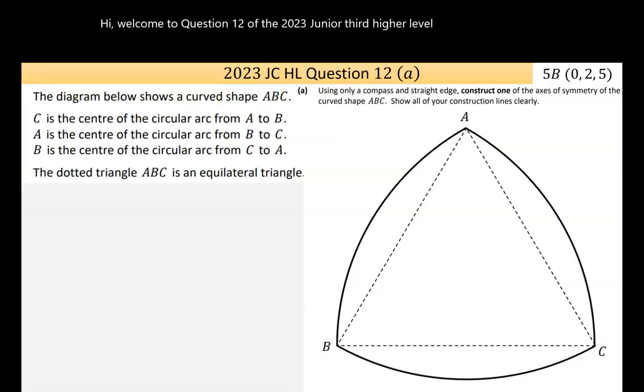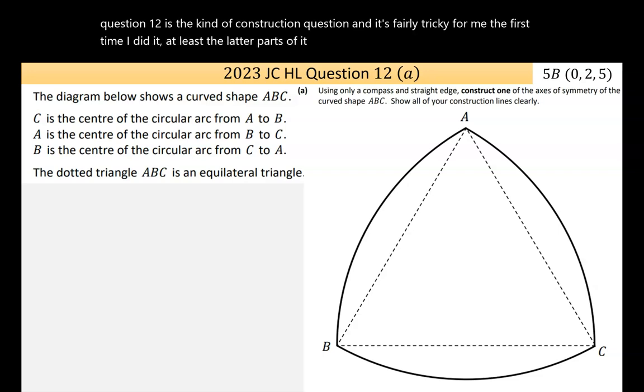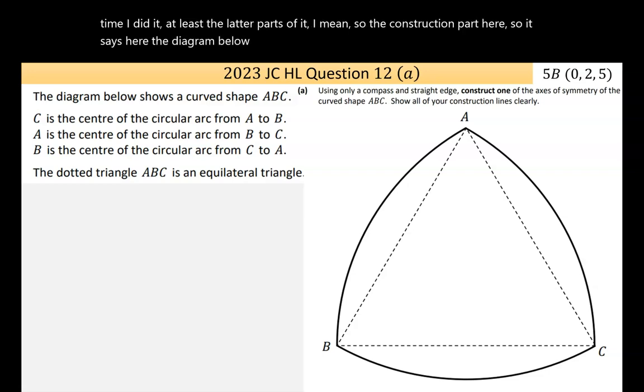Okay, so question 12 is the kind of construction question. And it was fairly tricky for me the first time I did it, or at least the latter parts of it anyway. So the construction part here, it says the diagram below shows a curved shape ABC.